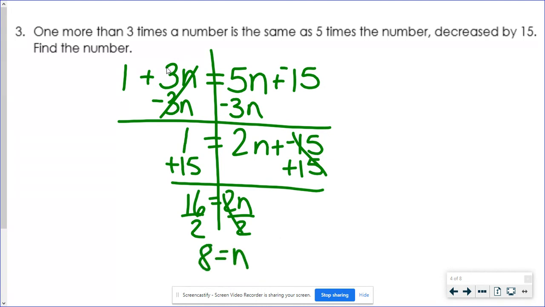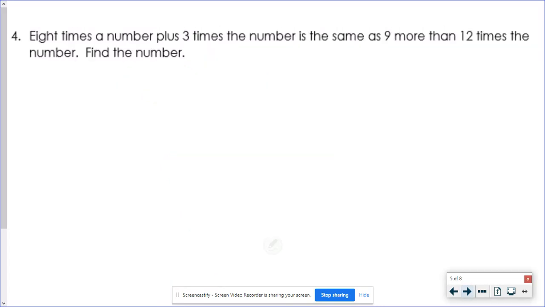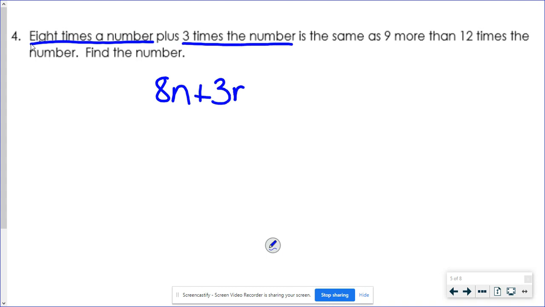So n is 8. For the fourth one, 8 times the number plus 3 times the number is the same as 9 more than 12 times the number. So 8 times the number, that's just 8n, plus 3 times the number. So instead of just telling you 11 times the number, they're asking you to do this, and you'll have to combine those, is the same as 9 more than 12 times the number.